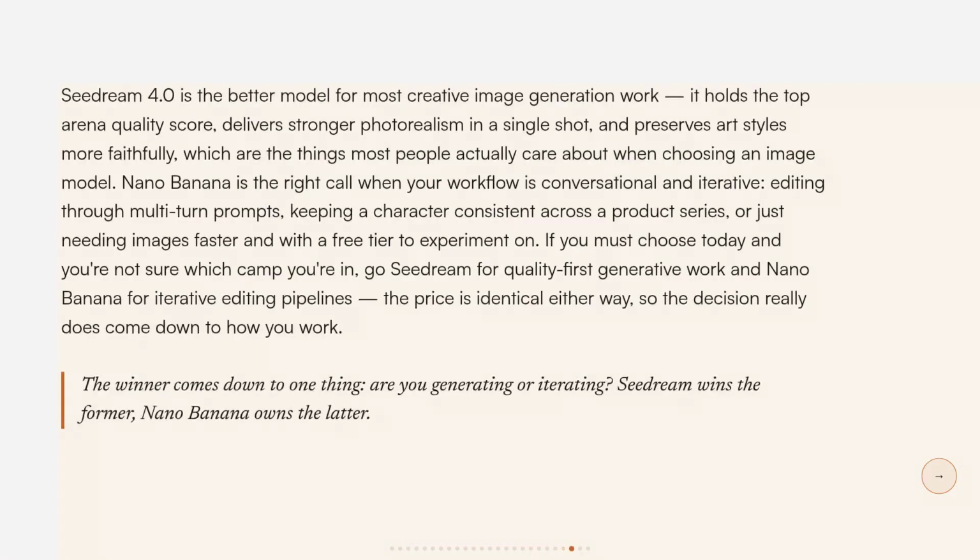If you're generating, go Seedream. If you're iterating, go Nano Banana. The price is identical at €0.39 per image either way, so the only thing left to decide is whether you need 1 great shot or 20 good ones in a row.